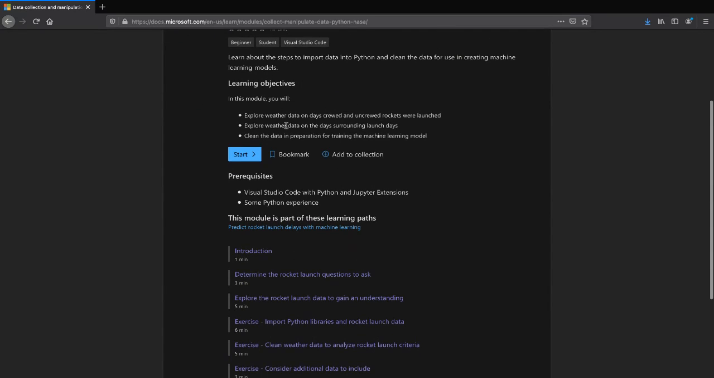So in this module, we're going to look at some actual data, weather data. It's not necessarily the data that NASA is going to be using to make decisions, but it's suggestive of it and gives you a sense of how you can play around with it.